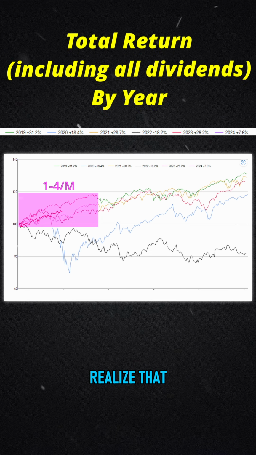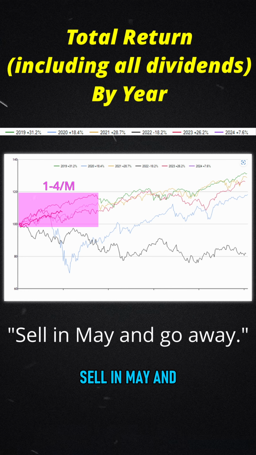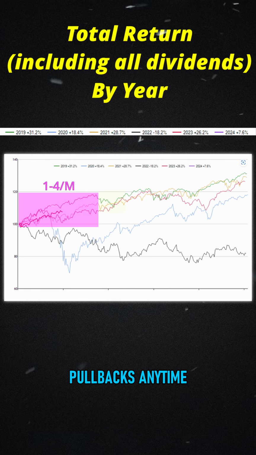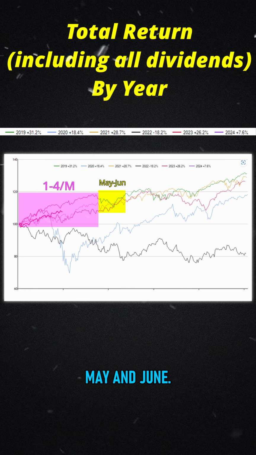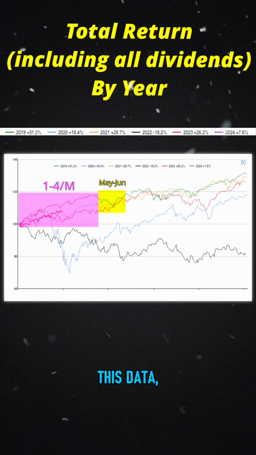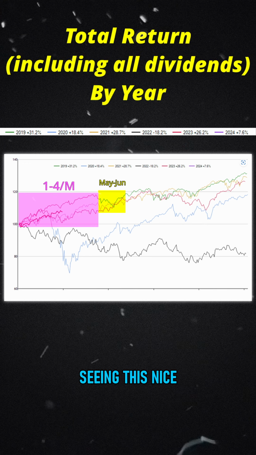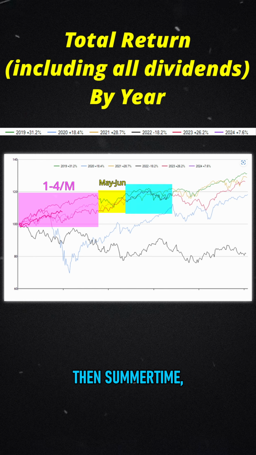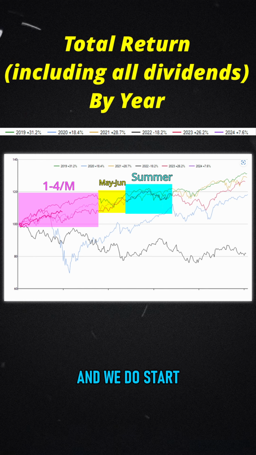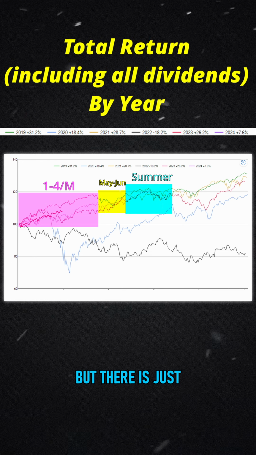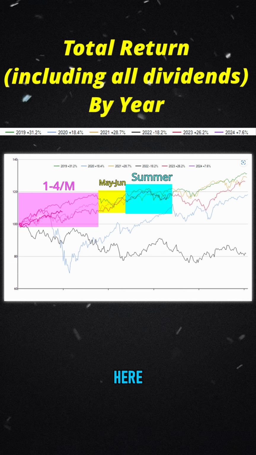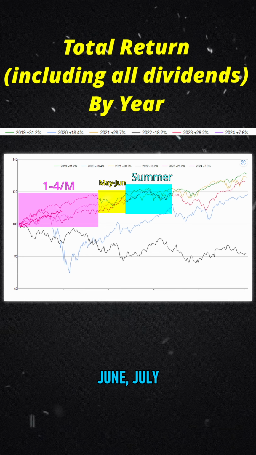Now, we also realize that there is that saying, sell in May and go away. We usually see pullbacks anytime between May and June. Now, you can clearly see in this data that May into June, we start seeing these nice falls and we start seeing this nice pullback. Then in the summertime, we start getting that little bounce back up, and we do start getting a little bit of activity, but there is just a whole lot of consolidation here as we head into June, July, and August.